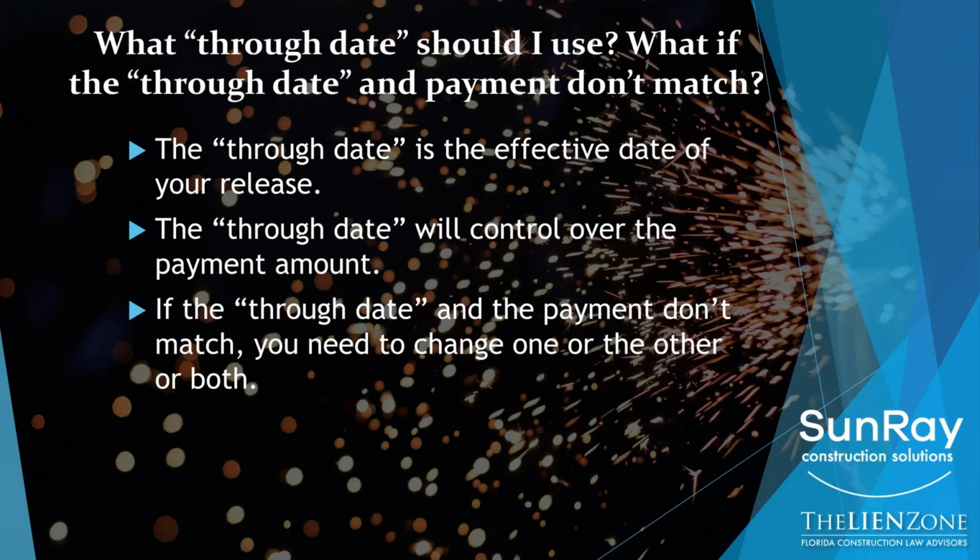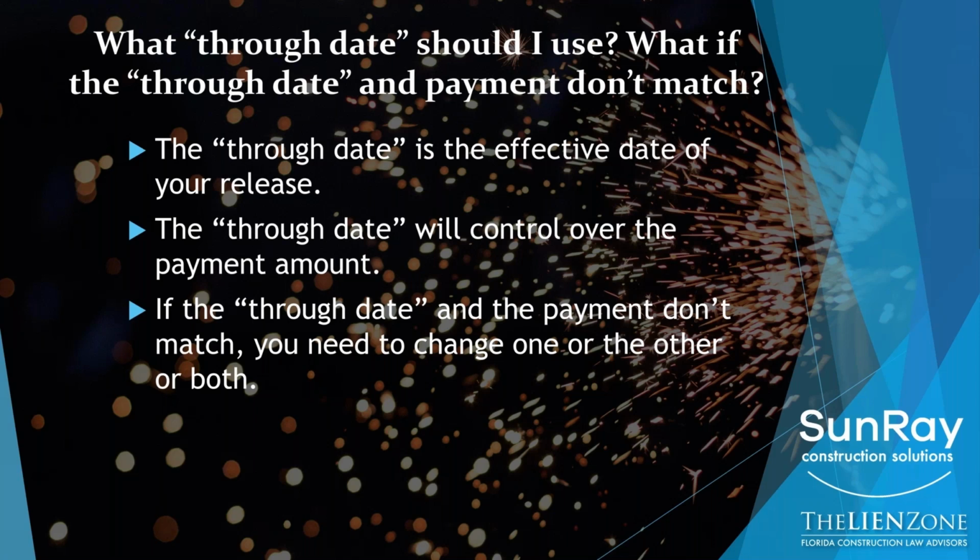So the through date is the effective date of the release. It can be signed today, but have a through date of 2 months ago. If you recall in the presentation, that was the little box that had the through date. So I can sign the document today and say that the effective through date of this release is April 5th, March 9th, September 1st. I can make it any date that I want. Know that the through date is going to control over the payment amount. Let me repeat that because it's very important. The through date is going to control over the payment amount.